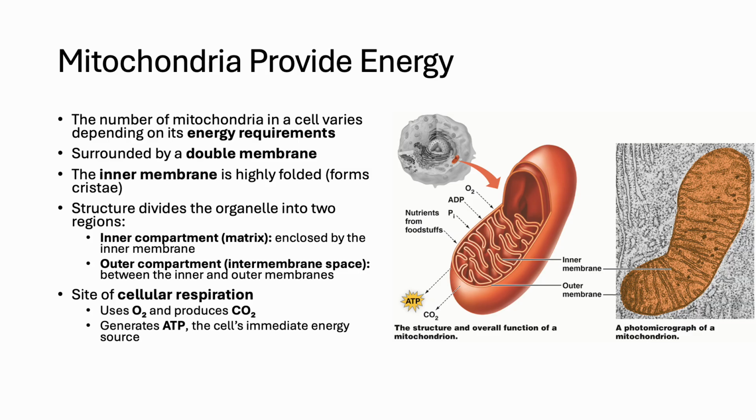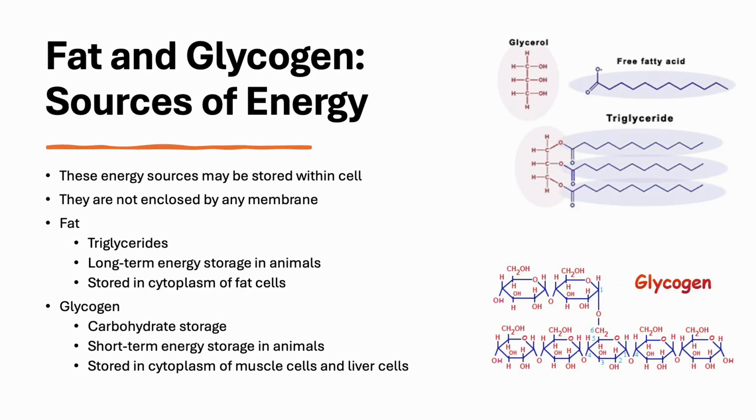The number of mitochondria in a cell varies depending on its energy demands. Muscle cells contain thousands, while less active cells may have fewer. Remarkably, mitochondria contain their own DNA and can replicate independently, suggesting an evolutionary origin from free-living bacteria. Their role is central. Without mitochondria producing ATP, most cellular processes would quickly come to a halt. In addition to producing ATP from glucose, they also rely on stored energy reserves in the form of fat and glycogen.